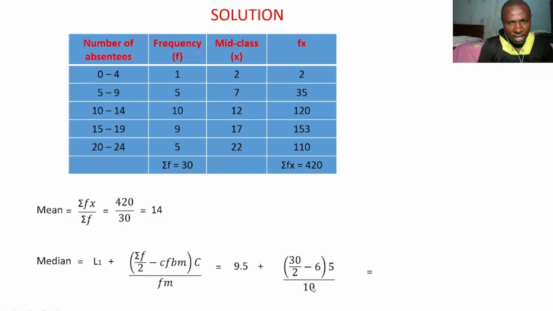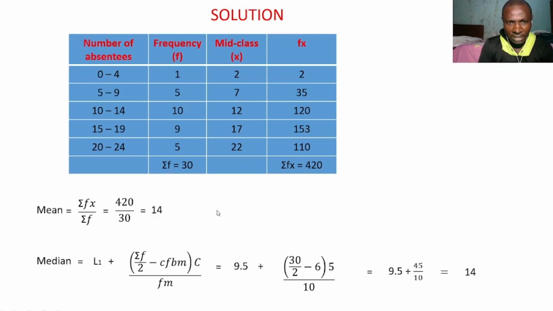Now, if we do that, we are going to arrive at this value, because 30 divided by 2 gave us 15. 15 minus 6 is 9. And 9 times 5 gave us 45. So if we do that, 45 divided by 10 will give us 4.5. And if you add 4.5 to this value that we have here, we arrive at 14. So that is how we arrive at the median being 14.